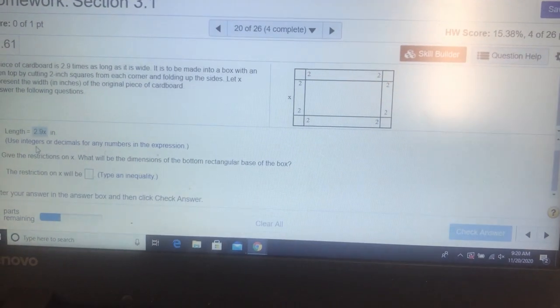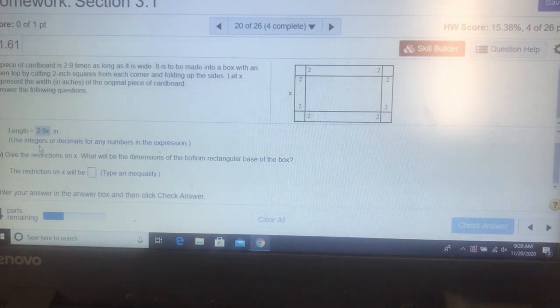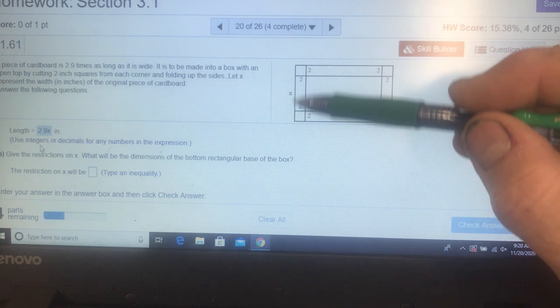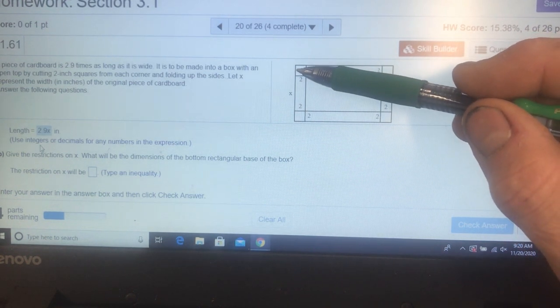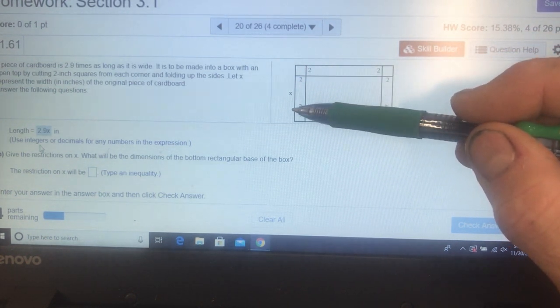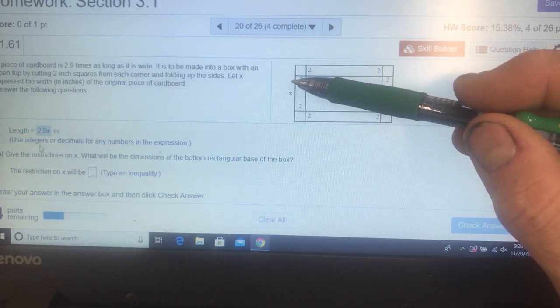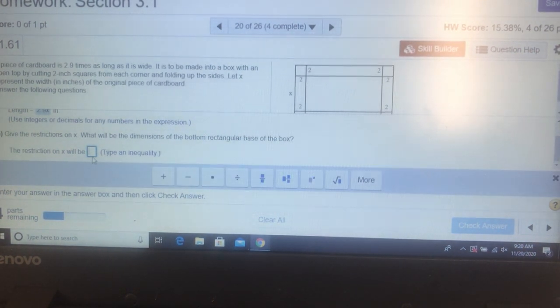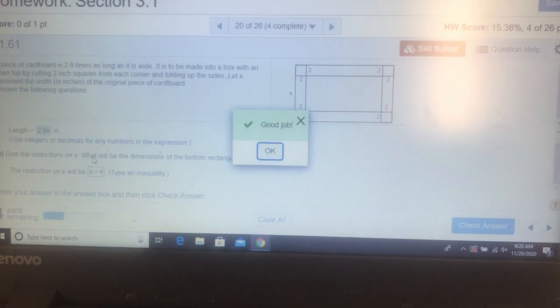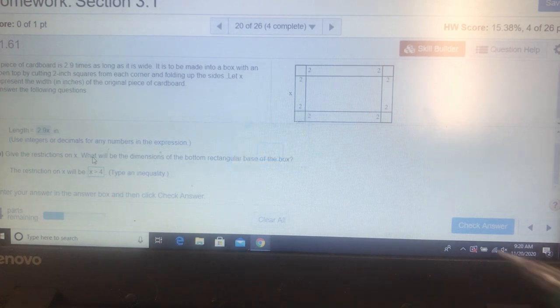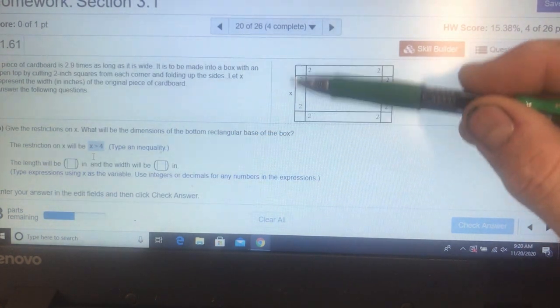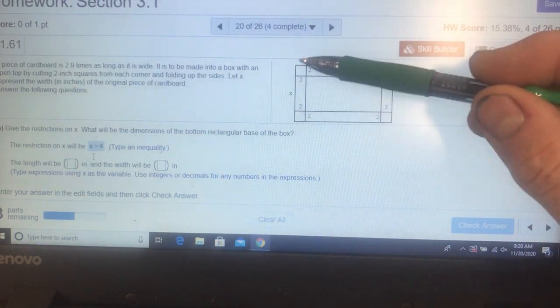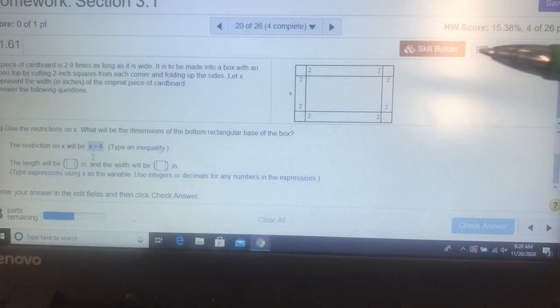Okay, give the restrictions on x. All right, now think about this a minute. X right here, since I'm cutting 2 off this corner and 2 off that corner, x is going to have to be greater than 4. No doubt about it. X has to be greater than 4. Because if this is 3, then how are you going to cut 2 off each end? You can't. So it's got to be 4. It's got to be greater than 4.